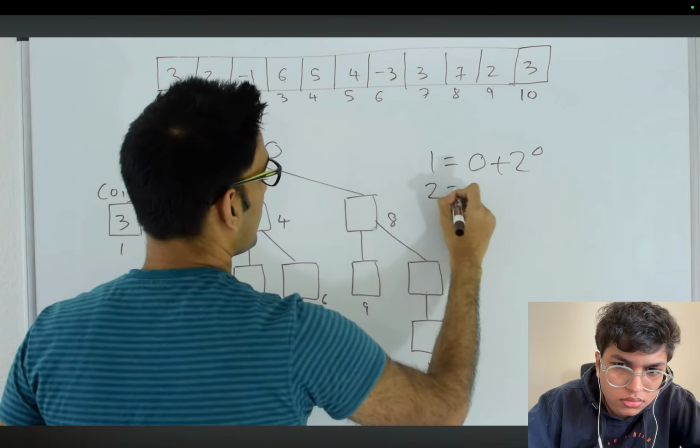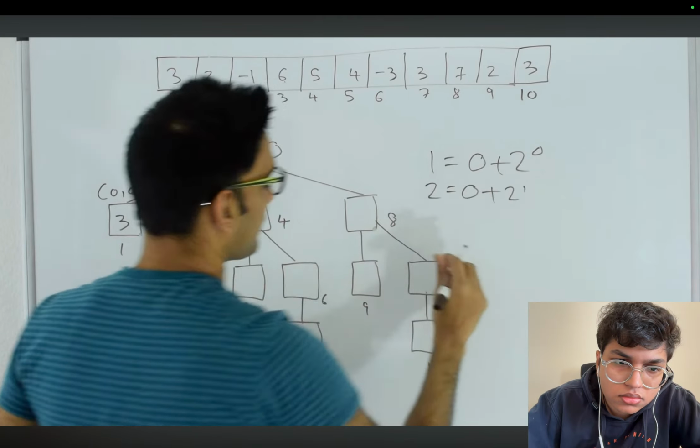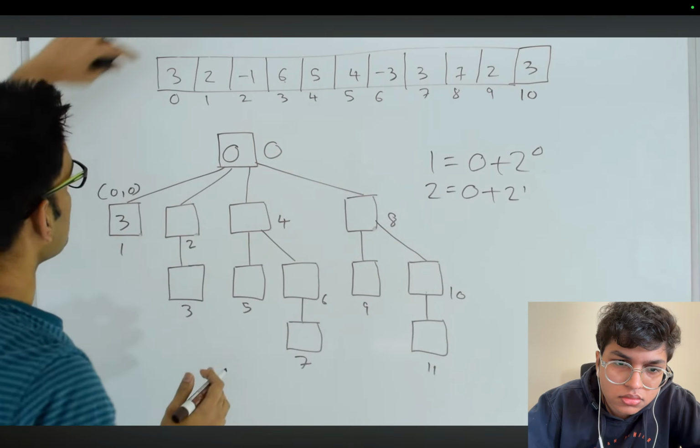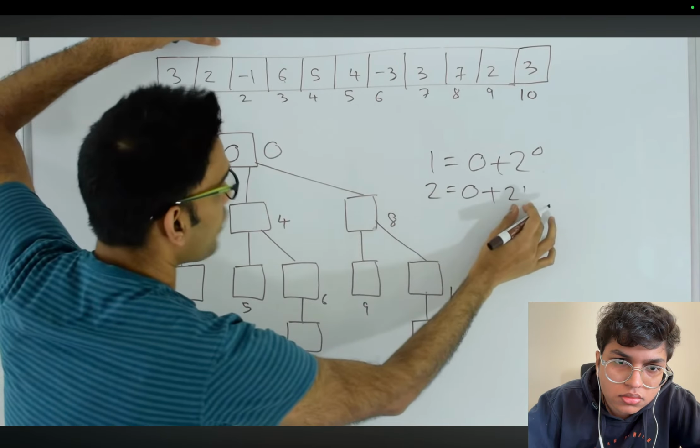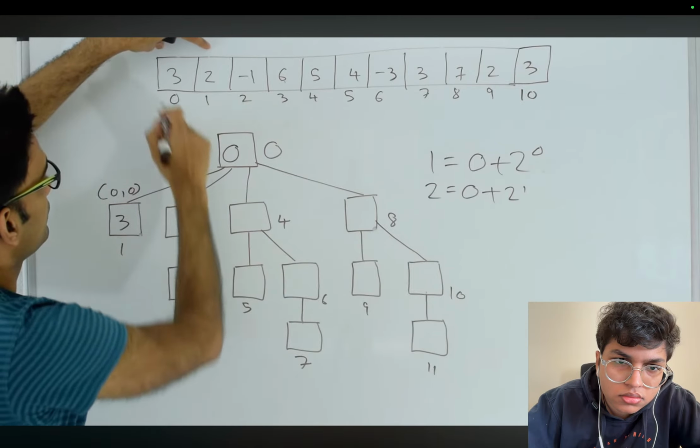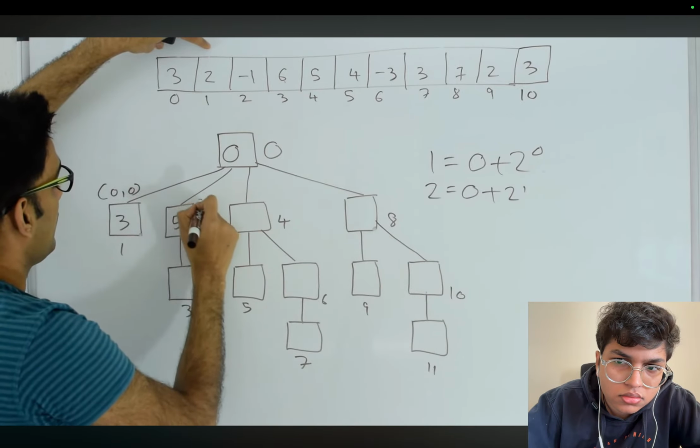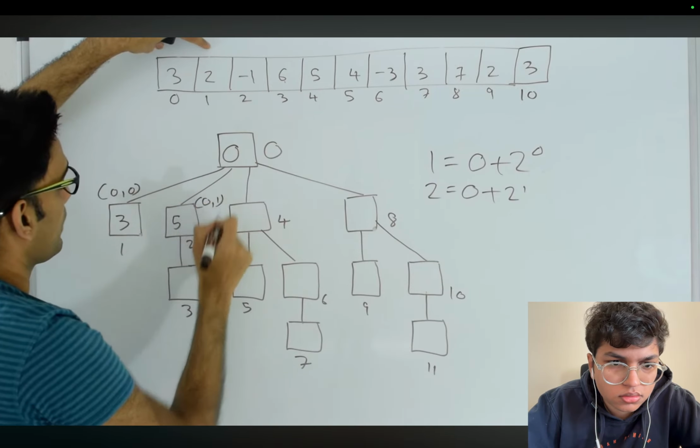Let's look at 2. 2 can be represented as 0 plus 2 raised to 1. So again, starting from 0, the sum of next two elements will be stored at 2. So 3 plus 2 is 5, and this is 0, 1.